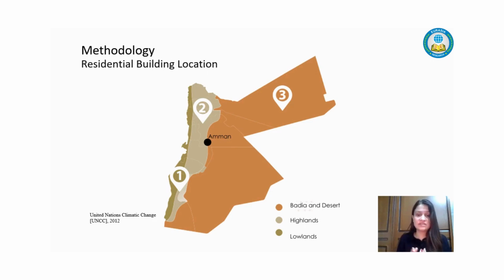Throughout the references, I've seen that Jordan has three main climatic zones. The first one is Badia and desert, which is number 3 here on the right side of the slide. We can see that the middle side, which is number 2, is the highlands, and the lowlands is number 1, which is on the left side. I chose a residential apartment in Amman, which is the capital, in the climatic zone of highlands, which means that the results of this research could be validated and generalized on residential apartment buildings in a highlands climatic zone in Jordan.